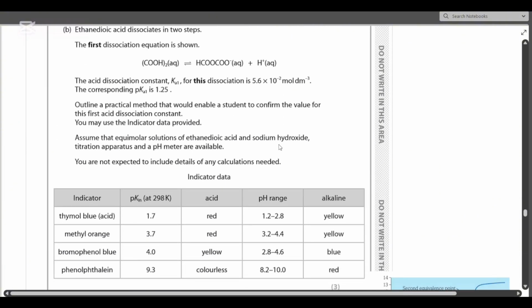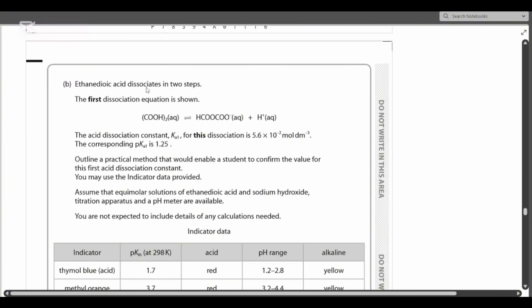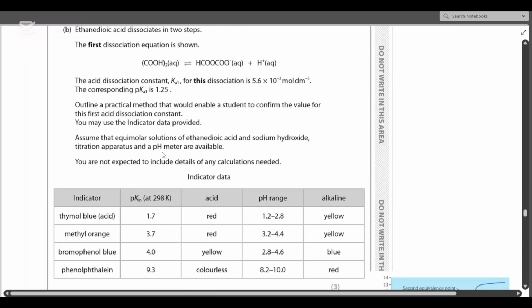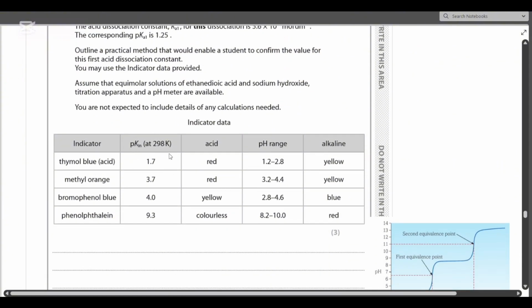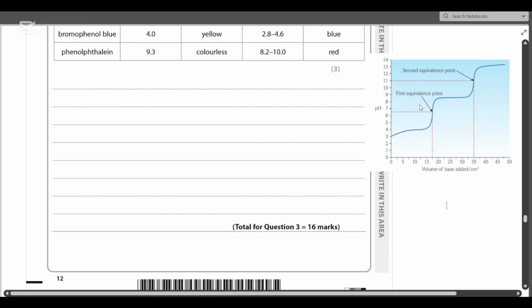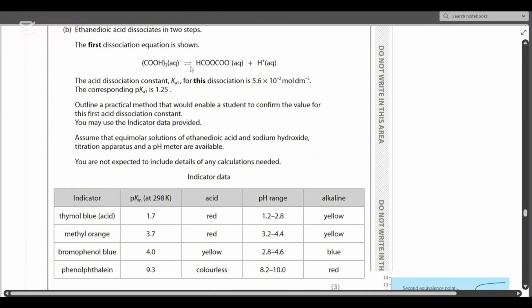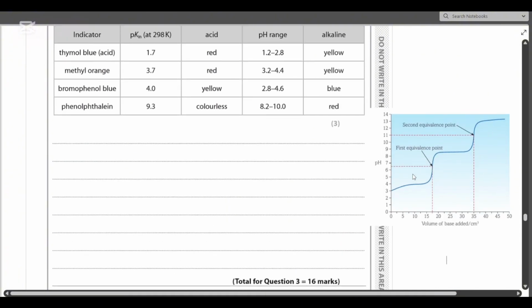Moving on to the next question, they said ethanedioic acid dissociates in 2 steps. The first dissociation equation has been provided, and they also provided the acid dissociation constant, which is about 5.6 times 10 to the power minus 2, and the corresponding pKa, which is about 1.25. They ask us to outline a practical method that would enable us to confirm the value for this first acid dissociation constant, and the indicator data has been provided. Now we know that a diprotic acid has a first equivalence point and a second equivalence point, since they've already mentioned there are 2 dissociation steps.